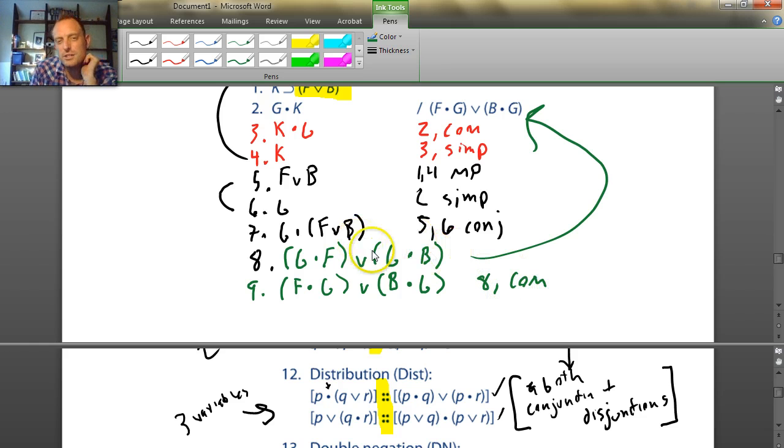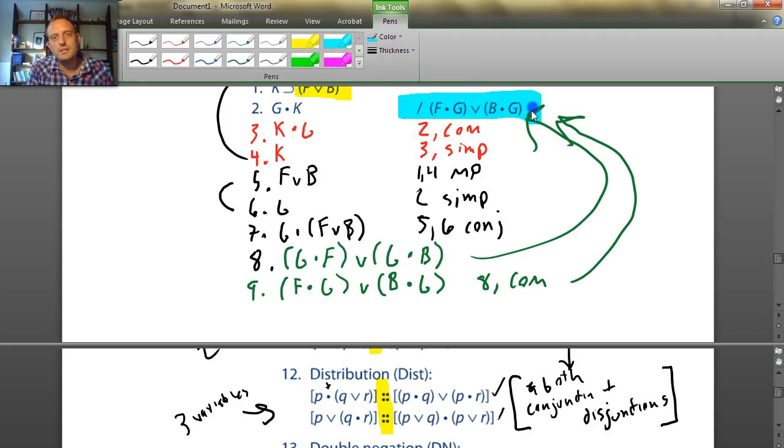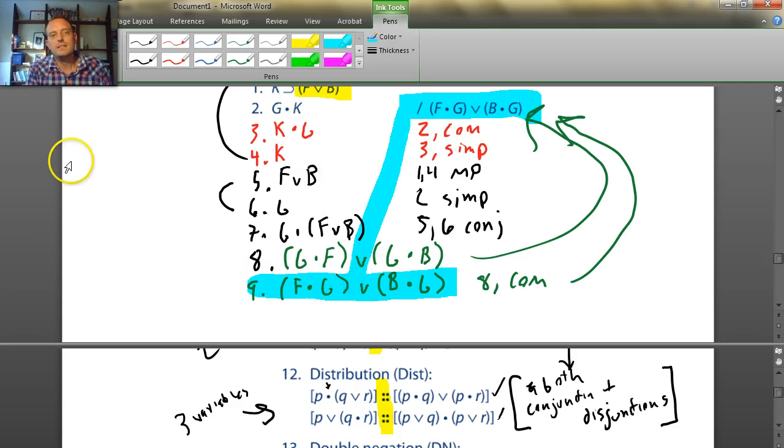I really did 2 commutations, one here and one here. But I think that works, and it's still valid, I know that. You can see here that's the conclusion we were after, which means we've proven the argument. Okay, so great, that one is done, valid.